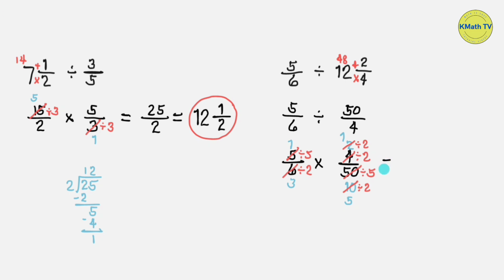So, let's multiply now. Multiply the numerators. 1 times 1 equals 1. And multiply also the denominators. 3 times 5 equals 15. The answer is 1/15.